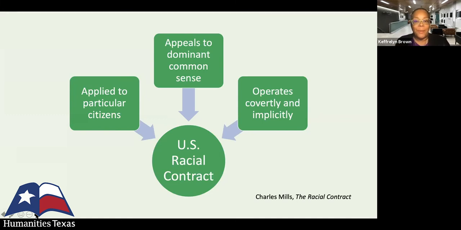Now, what's important about this is first that the racial contract is applied only to particular citizens. So it's not everyone who is impacted by a racial contract. It's specific people. And if we go back to that earlier idea around the social construction of race, we understand that there's a socially constructed idea about race.